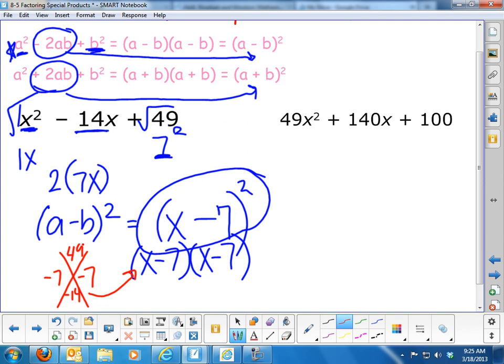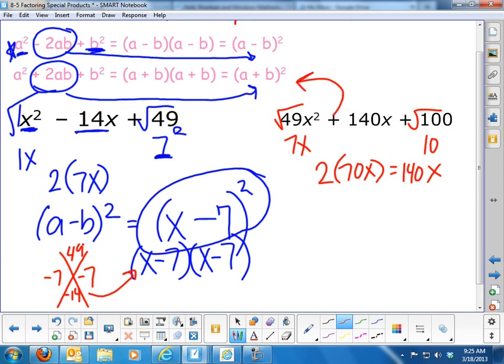So this last example, I'm going to test to see if this is a special product. The square root of this is 7x. The square root of 100 is 10. When I multiply those together, I get 70x, and then I double that, I get 140x. So yes, this is going to be a special product. This example fits in with this form right here. Since I have a plus sign in the middle, my answer is going to have a plus sign in it.